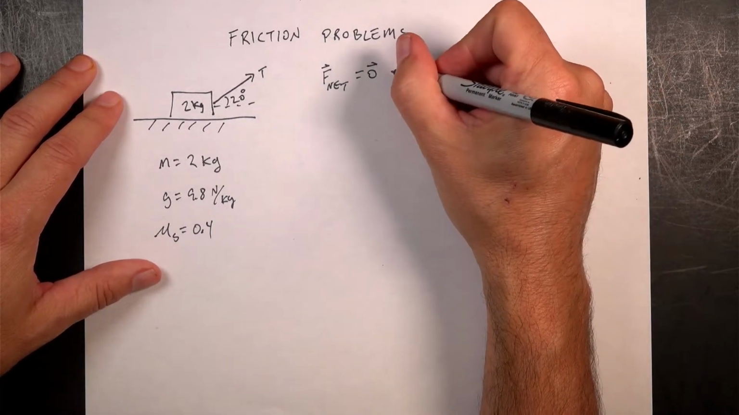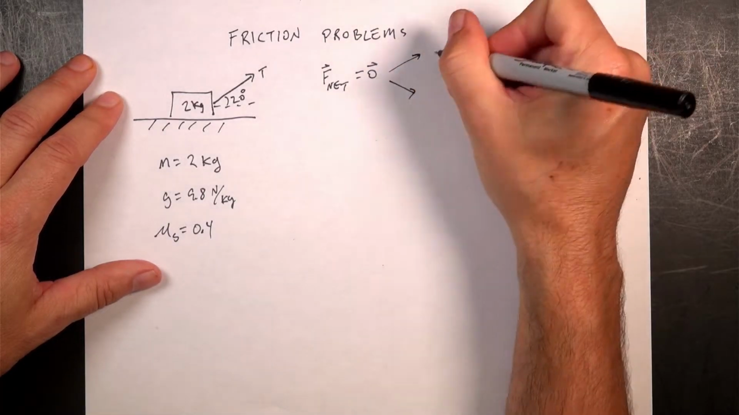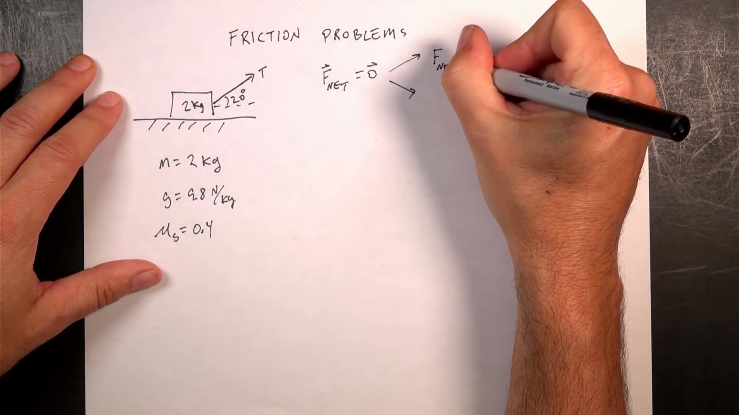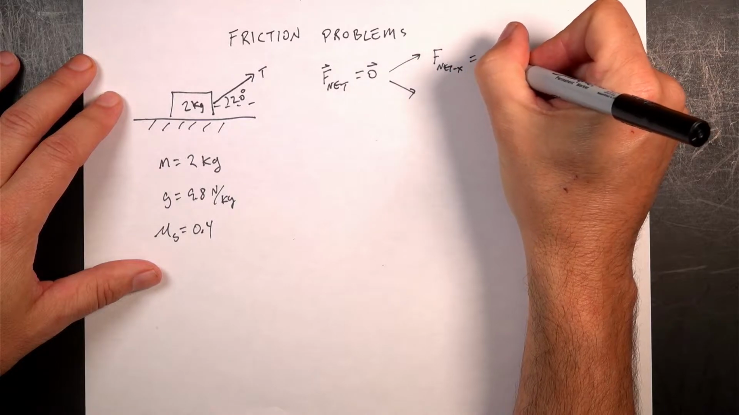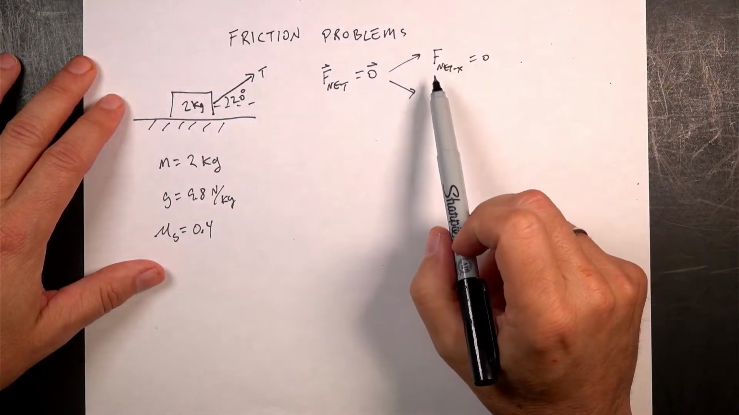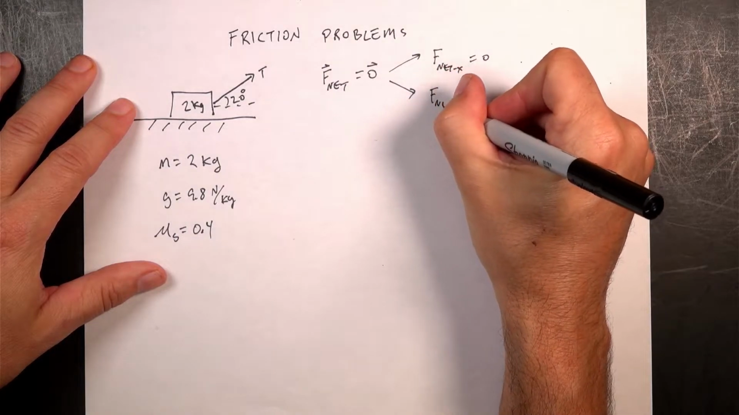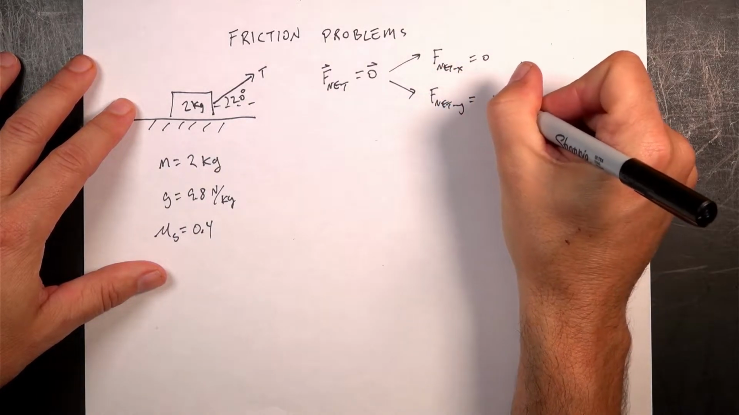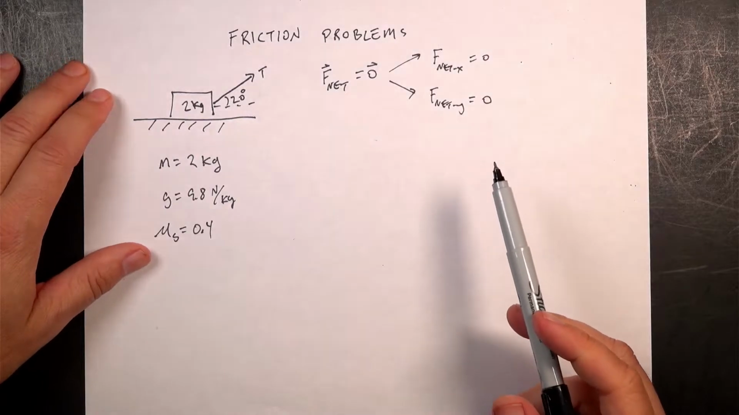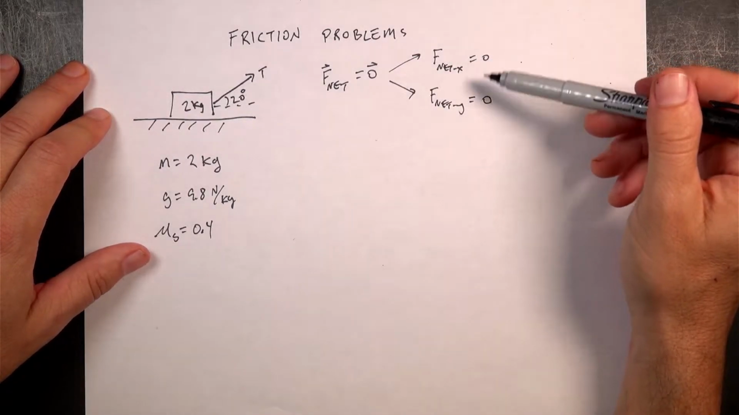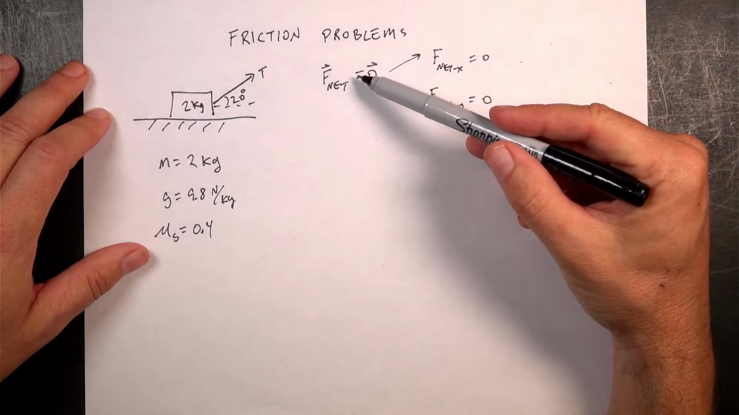Okay, so I actually can write this as 2 other equations. I can say F net x equals 0 as a scalar equation. This says the total force in the x direction is 0. And I can say F net y equals 0. The total force in the y direction is 0. And it's a little bit easier to deal with these 2 scalar equations than this 1 vector equation.